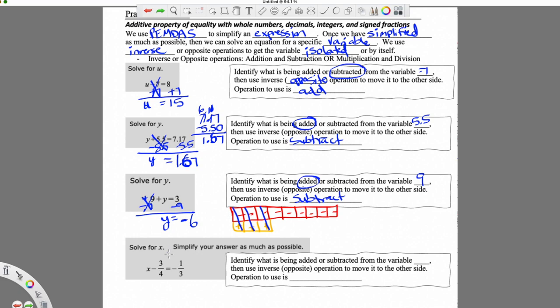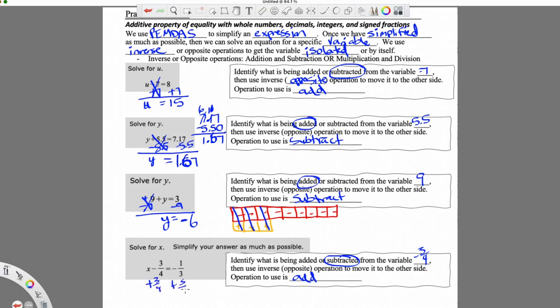All right, so we're going to simplify our answer as much as possible on this one. So we have x minus 3/4 equals negative 1/3. Identify what is being added or subtracted from the variable. I can see I'm subtracting 3/4, so I'm going to do the opposite operation. I'm going to add 3/4 to both sides.